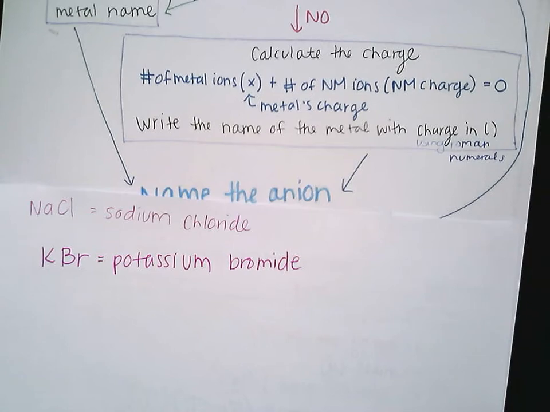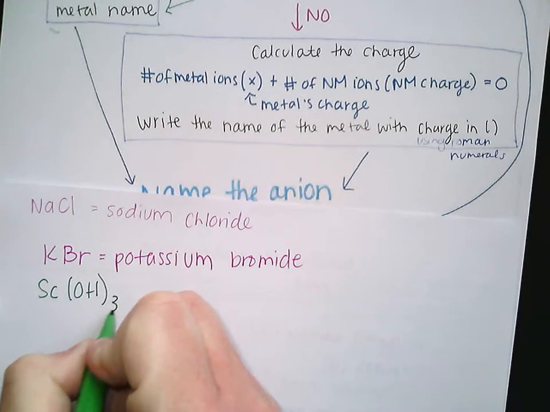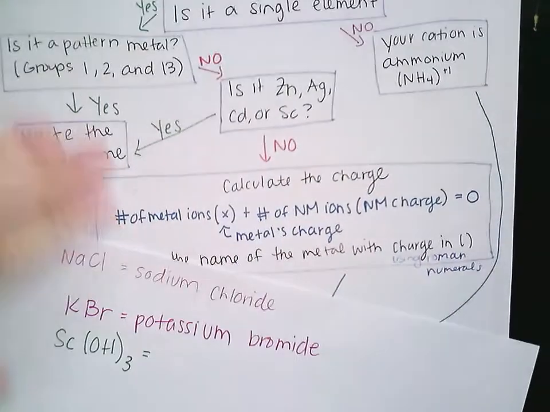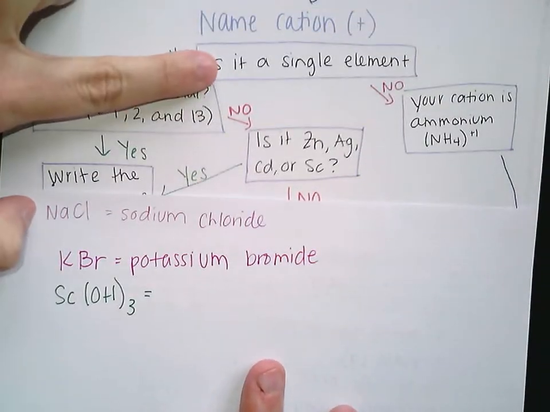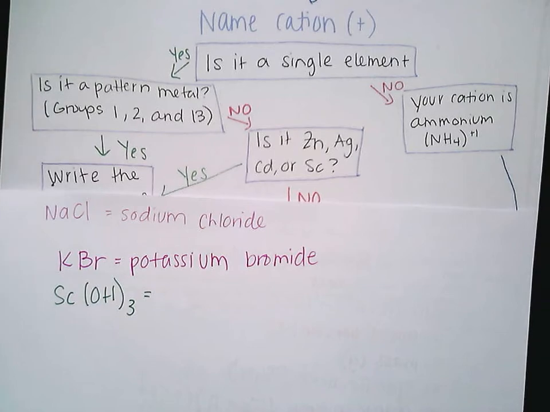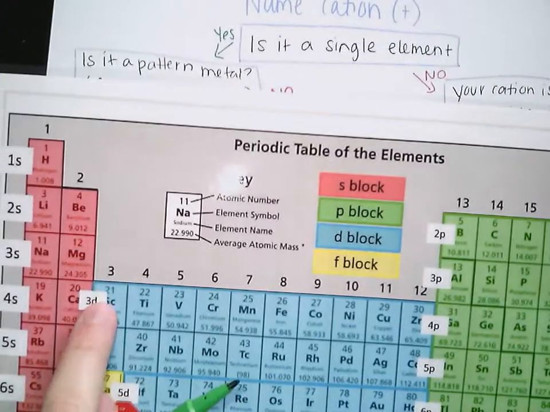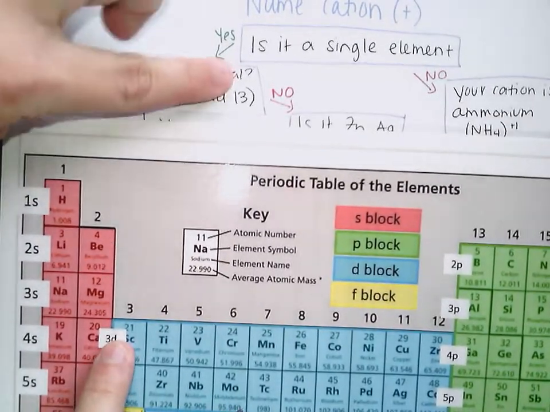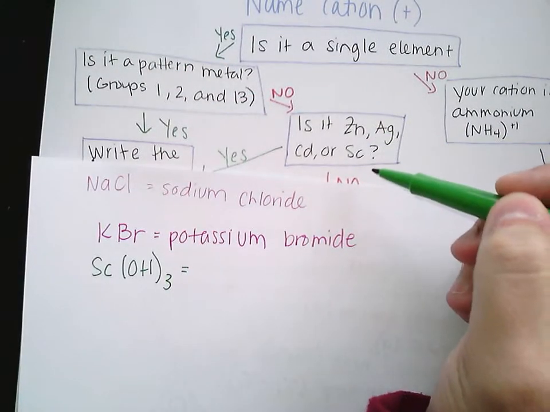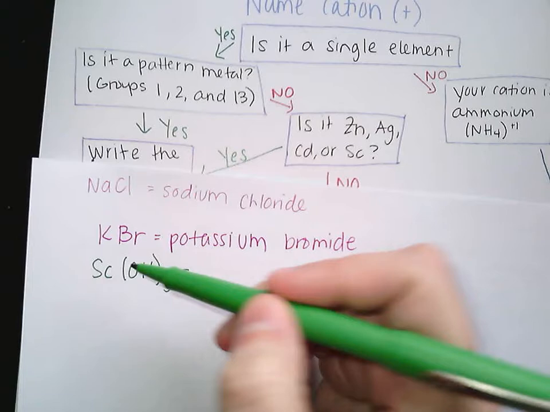Let's talk about our next example. Let's say I have ScOH3. So my first question is, is my cation a single element? It's just Sc, so yes it is. Is it a pattern metal? So I need to look at my periodic table and find Sc. Sc is right here. That is in group 3, so it is not a pattern metal. So I'm going to go with no. Now I need to check and see if it's an exception. So zinc, silver, cadmium, or scandium, yes.